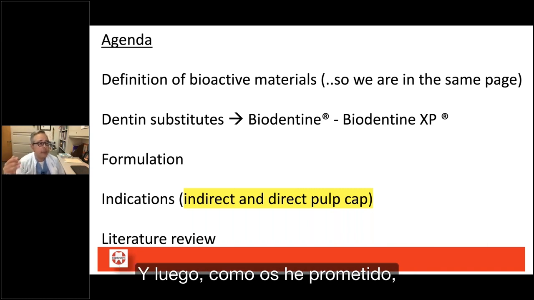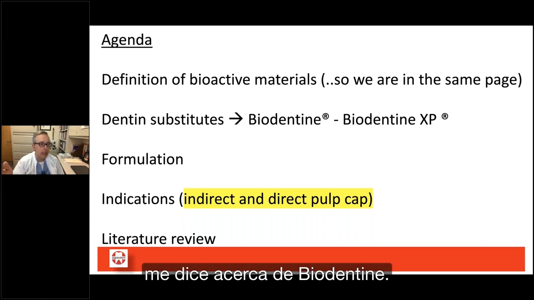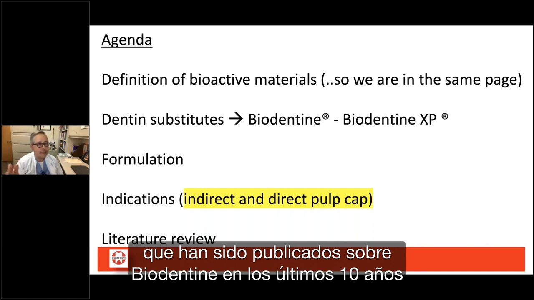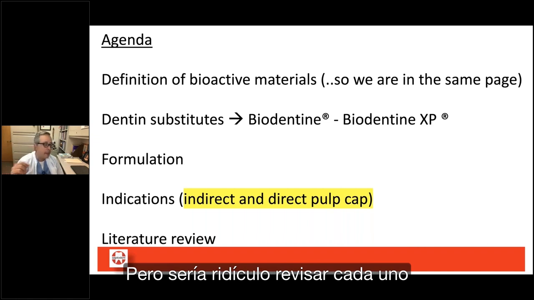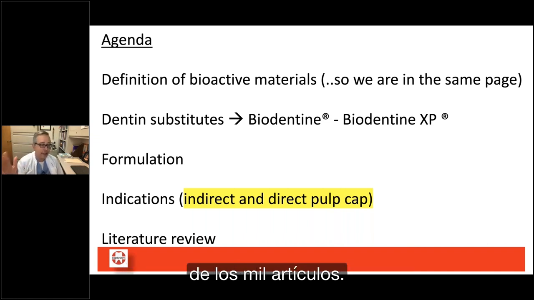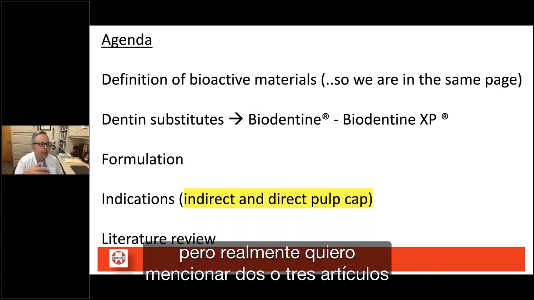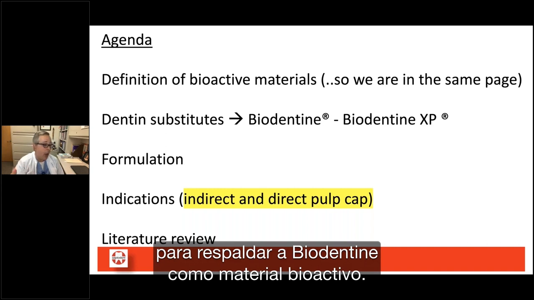So I will mention that, but I will pay a lot of attention to the indirect use of Biodentine XP. And then, as I promised, I will have a brief review of what the literature tells me about Biodentine. When I say brief, believe me, it's brief. There are over 1,000 articles in Medline and PubMed published about Biodentine in the last 10 years, maybe more, but it would be ridiculous to review 1,000 articles. So I'm not going to do that. I need to keep this within the time they allow me to talk, but I really want to mention 2 or 3 articles that I believe are critical to support Biodentine as a bioactive material.